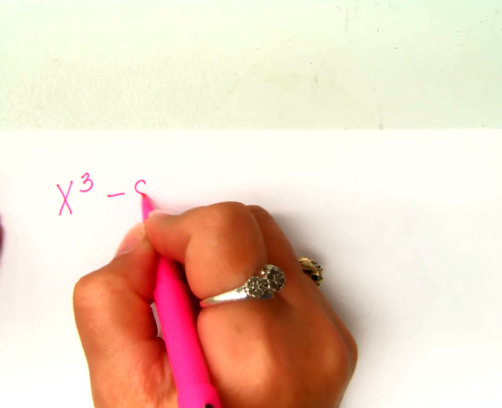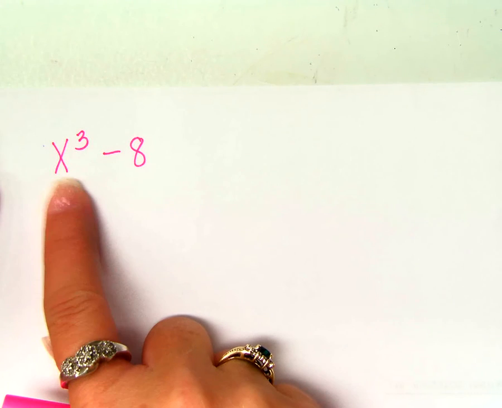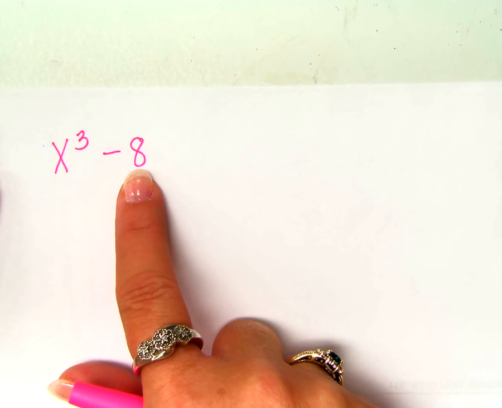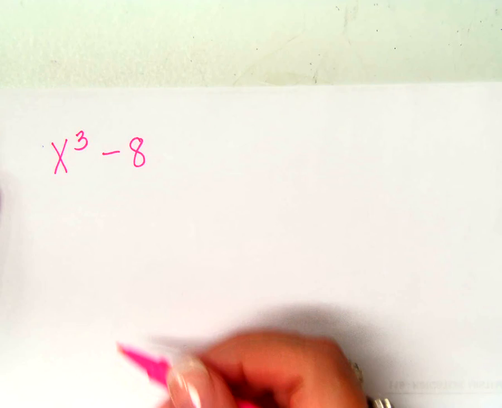Tell me what you first think about when you see this. It's a difference, right? That's a good start. It's a difference. Is it the difference of squares? No. What is it the difference of? Is it the difference of cubes? Yeah, it is. What times what equals x to the third? X. What times what equals 8? 2. So here's how you factor the difference of cubes.